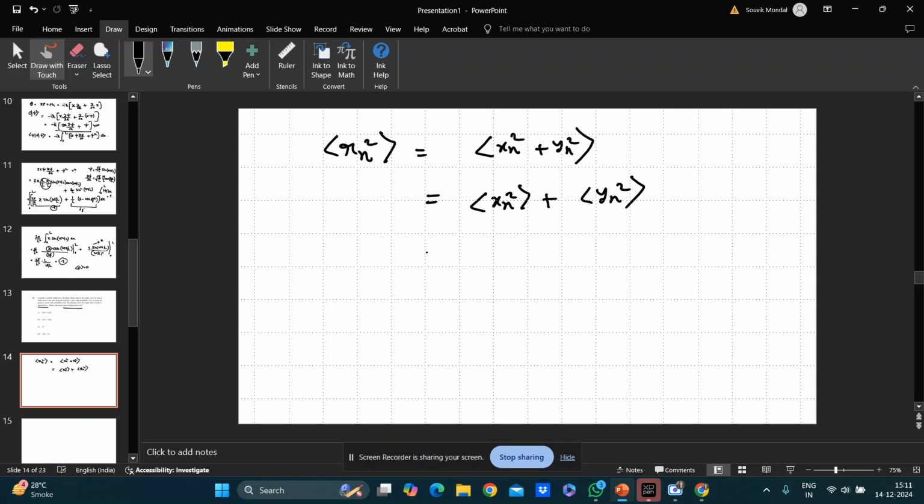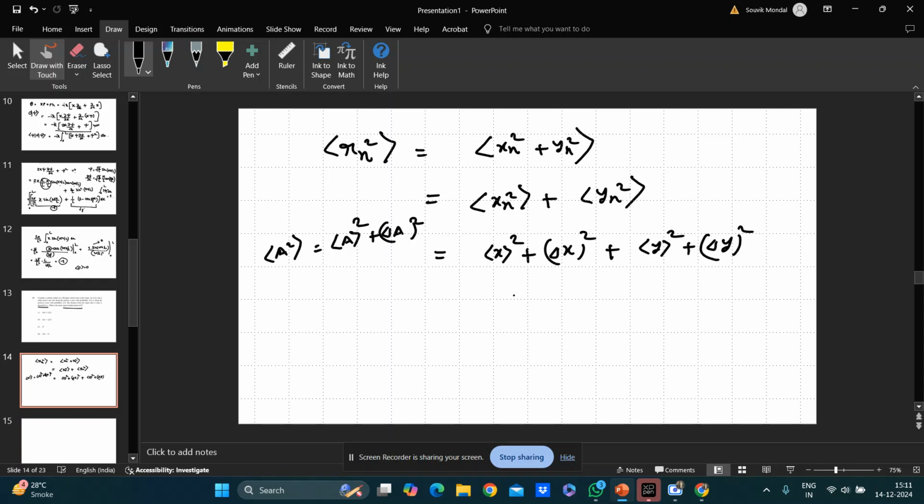Okay. Now what is xn square? Now what is some quantity, say a square? It is simply the average of a, whole square, plus delta a whole square, right? So we will use that. That is the average of x whole square plus delta x whole square, and simply here it is also the average of y whole square plus delta y whole square. Right.